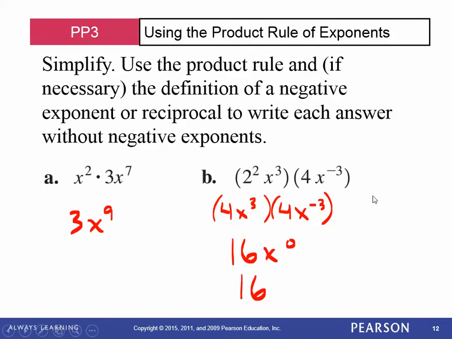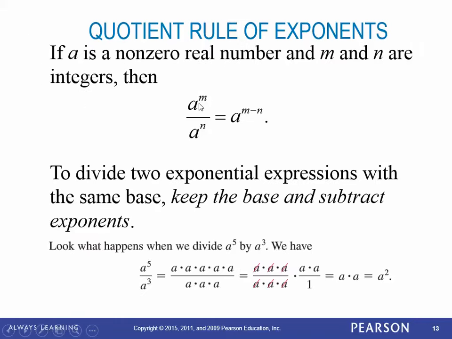Jumping to the quotient rule for exponents. Remember this one from algebra. If you have 2 numbers with the same base, and you are dividing those 2 numbers, all you really do is subtract the exponents. Are we good there? So it's a to the m minus n to give us the answer. Again, quick little example right here as well.